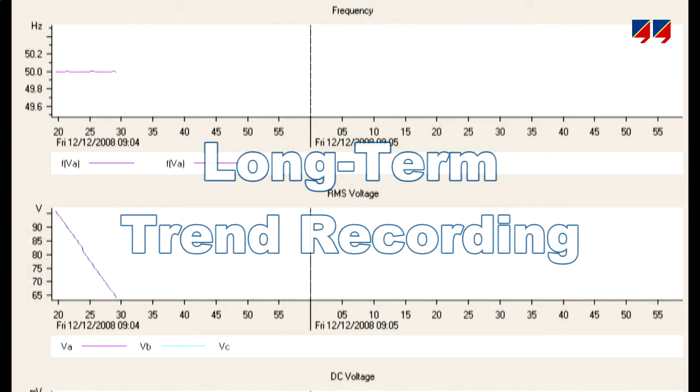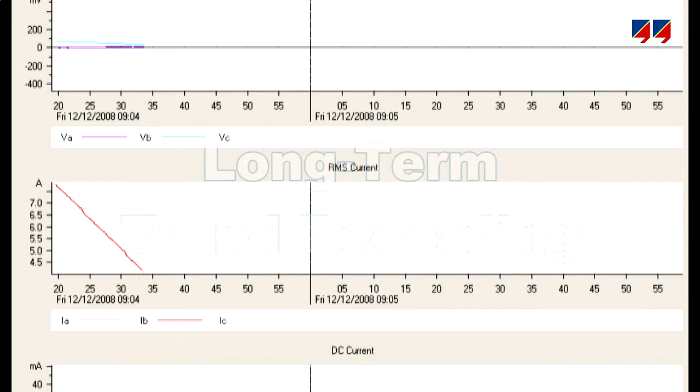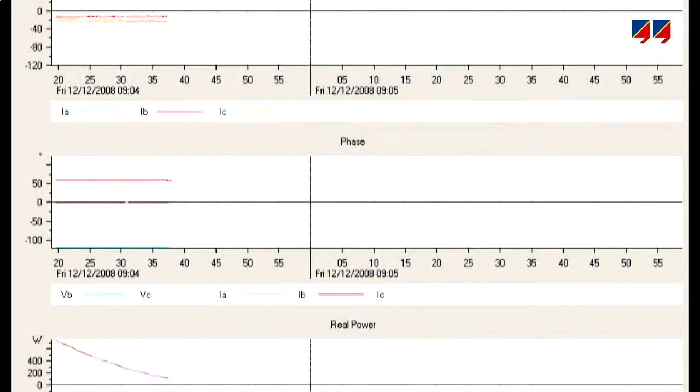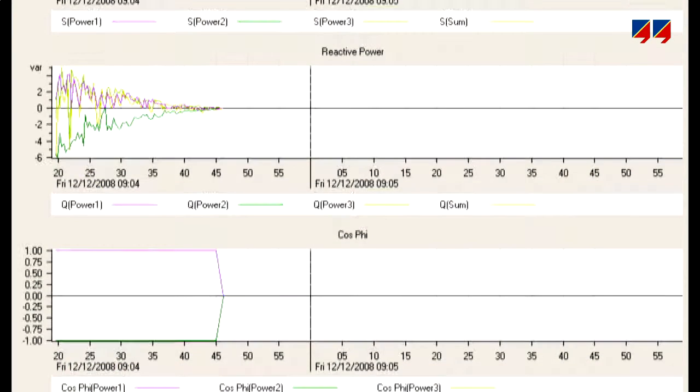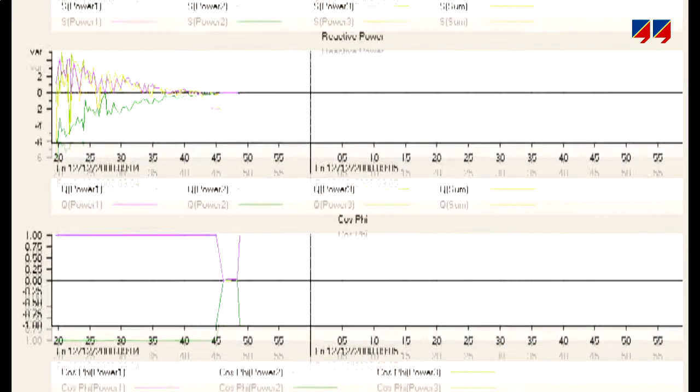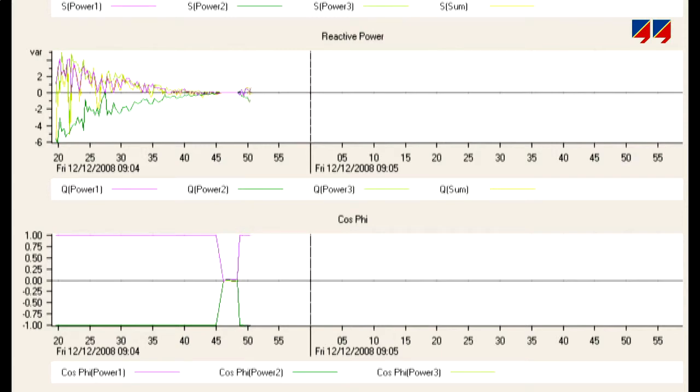In trend recording mode, EnerLyzer records certain quantities such as frequency, current, voltage, phase angles, real, reactive or apparent power, or power factors, and displays them in separate time-segregated diagrams. Measurements over long periods of time, from several days to several weeks, are possible.